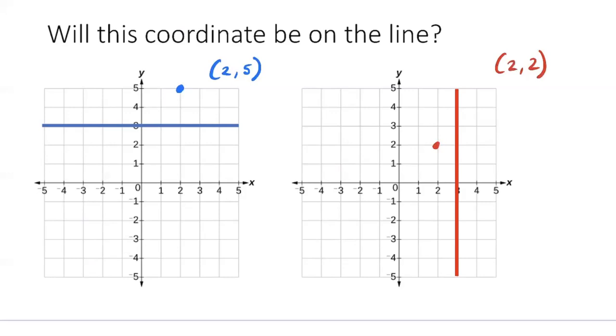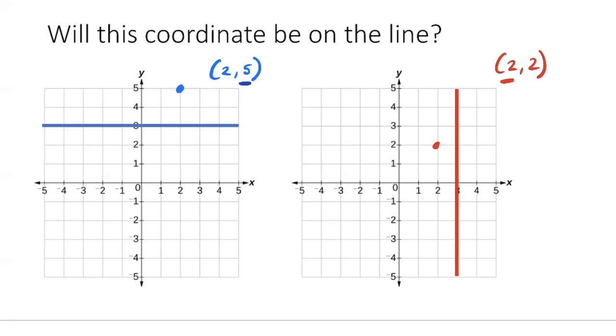And that is that on the blue line, if the y coordinate, that's this number here, is not 3, it will not feature on that line. And on the red line, we know that it won't feature unless this number here is a 3.